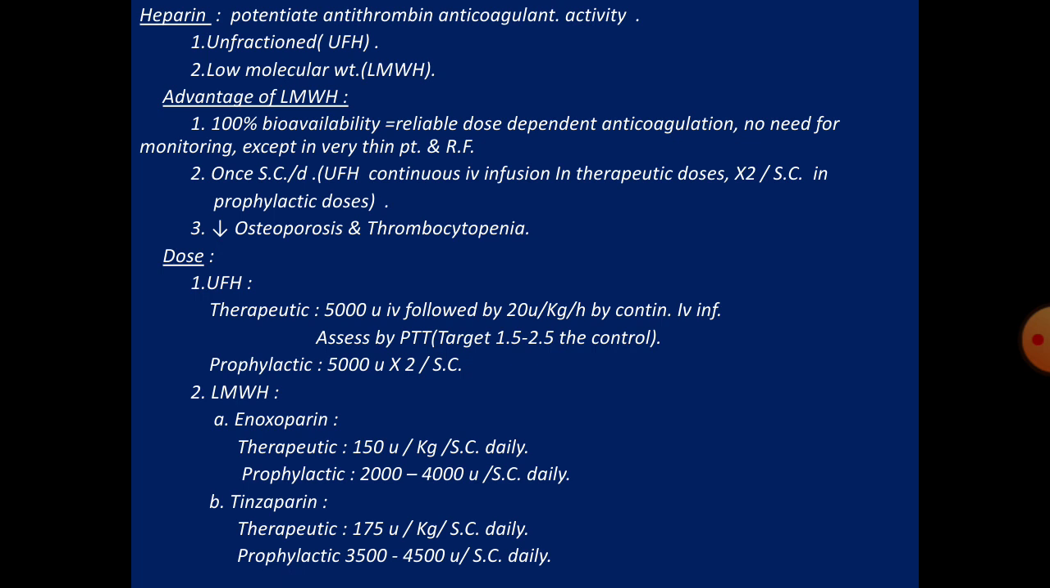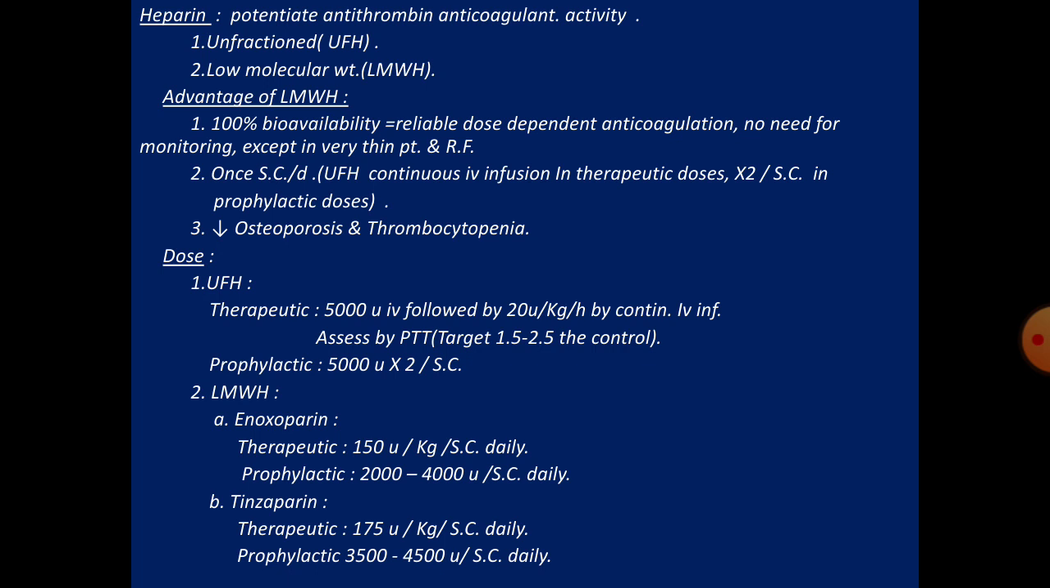So heparin potentiates the antithrombin 3 anticoagulant activity. We have unfractionated heparin and low molecular weight heparin. The advantage of low molecular weight heparin over heparin is that we get 100% bioavailability. This makes the drug a reliable, dose-dependent anticoagulant, and there is no need for monitoring except in very thin patients or patients with renal failure, or during pregnancy, when we may need to monitor with anti-factor 10.